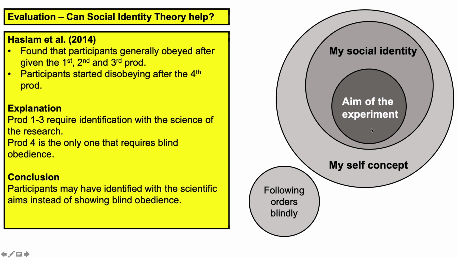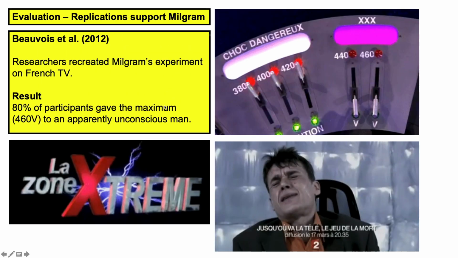And if the aim of the experiment, which is helping science progress and so on, is within your social identity, then you can follow along quite easily with the demands of the researcher. But if the idea of following orders blindly is something you generally oppose, then you're going to have trouble with the demands of the researcher. And we can see that in the prods given. The first three prods do not require following orders blindly. The fourth one does. Let's go back and check this out.